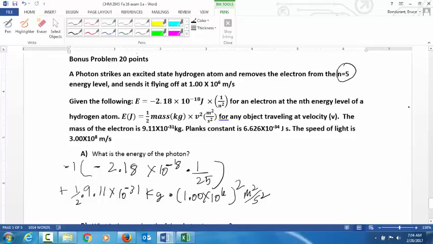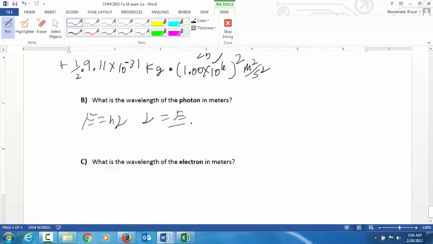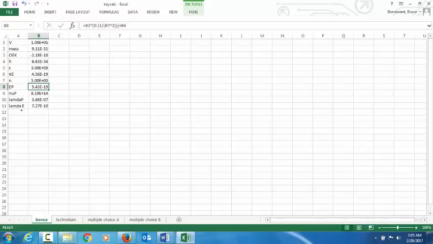Here we go. What is the wavelength of the photon in meters? Again, you take the energy of the photon, nu equals E over h, and then once you get nu, you have lambda equals c over, damn it, I always do that, lambda equals c over nu. There you go. And nu of the photon is 1.8 times 10 to the 14th. So it's much lower frequency.